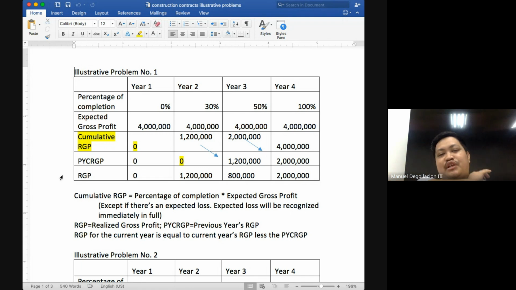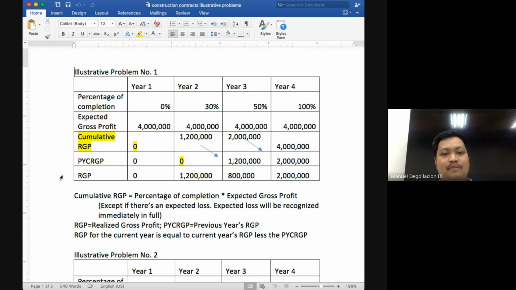Let's proceed to year 3. How much is the percentage of completion in year 3? It's 50%. How much is the expected gross profit? 4 million. What will be the question? Compute for the RGP for year 3. What do we do? Multiply 50% and 4 million. And what do you get after multiplying 4 million and 50%? You would get 2 million. So please write that down in your handout. So the cumulative RGP would be 2 million.